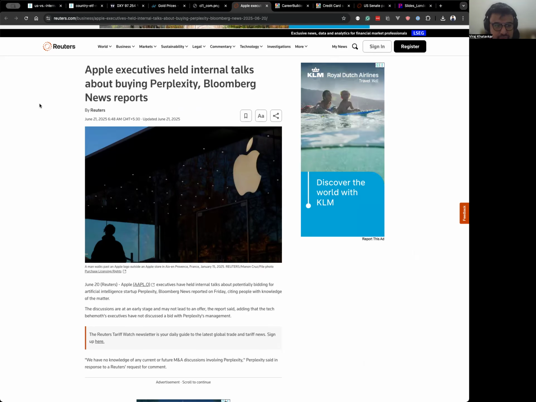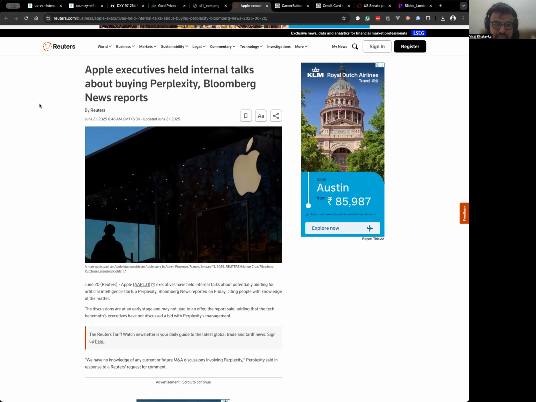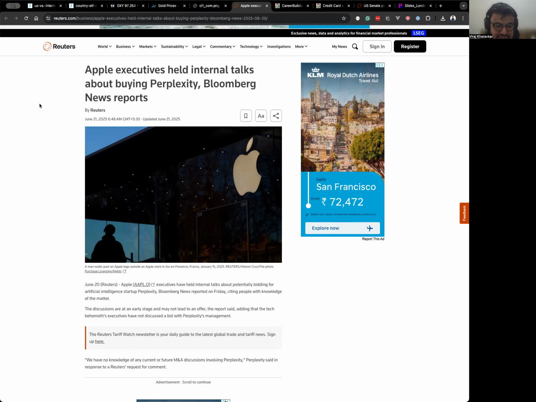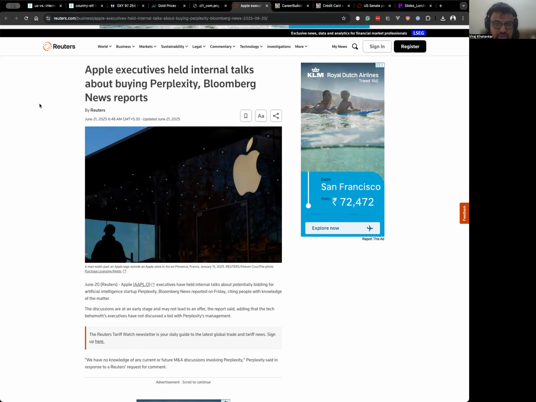A couple of news articles that I've been reading are these. So this is not confirmed. This is a rumor as far as I know. But it seems like Apple is interested in buying Perplexity. Again, this is a rumor from this Reuters article. I don't think this is a done deal or out in the open. It's confidential if it is even true. We don't know the answer to that.